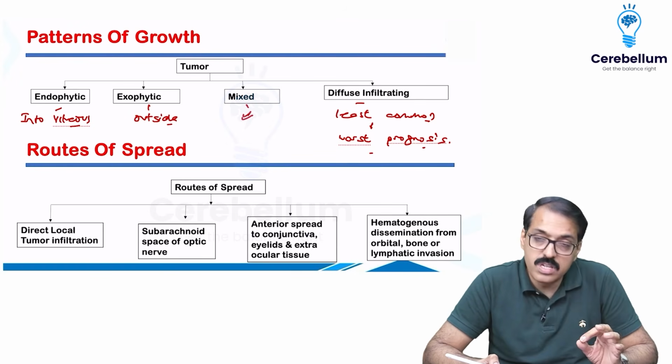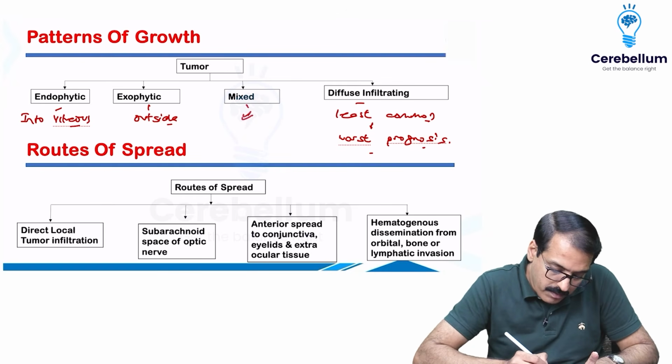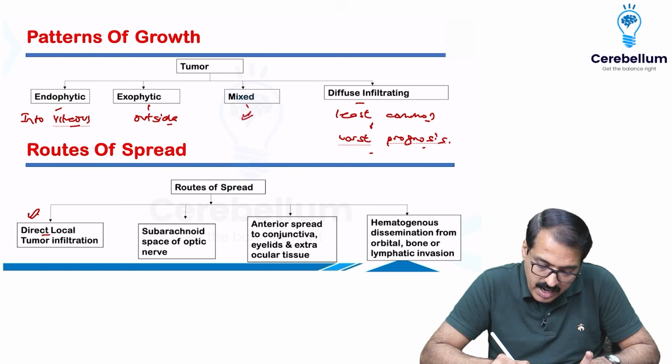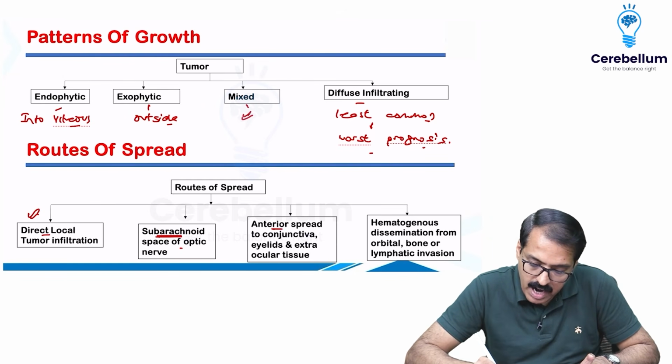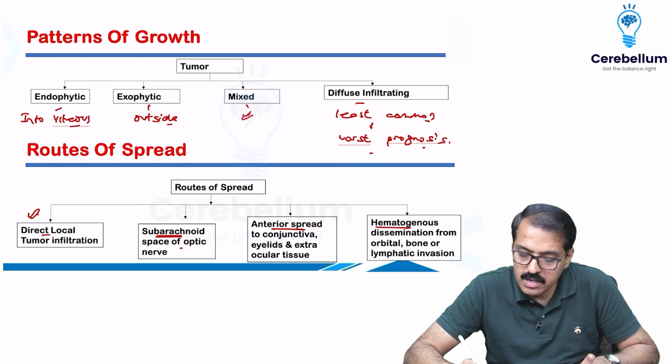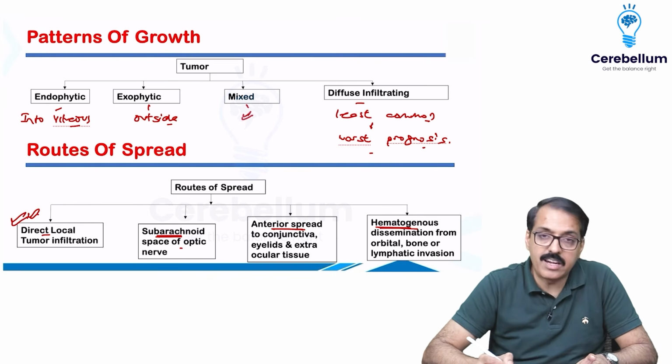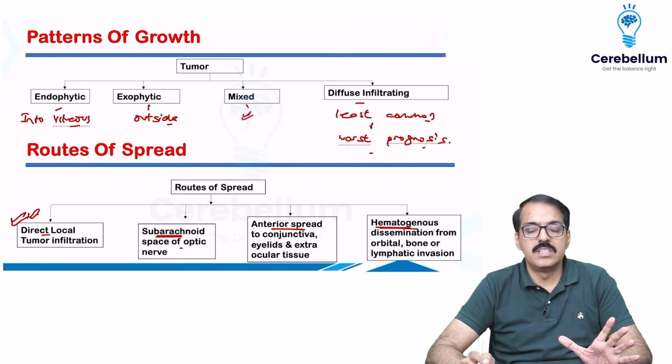Okay. What is the route of the spread? Most common route of spread is direct spread into the optic nerve. It can spread via the subarachnoid space also through the CSF. It can spread anteriorly. It can spread by blood also. The most common method of spread is the direct spread via the optic nerve to the CNS.